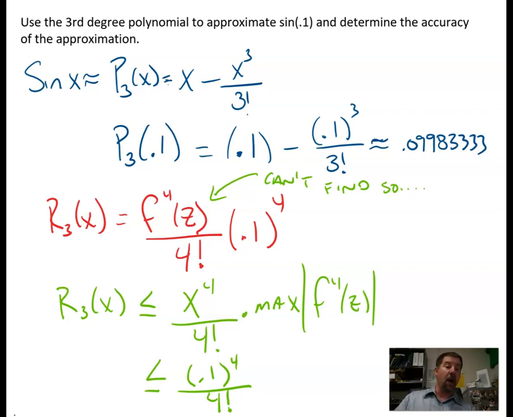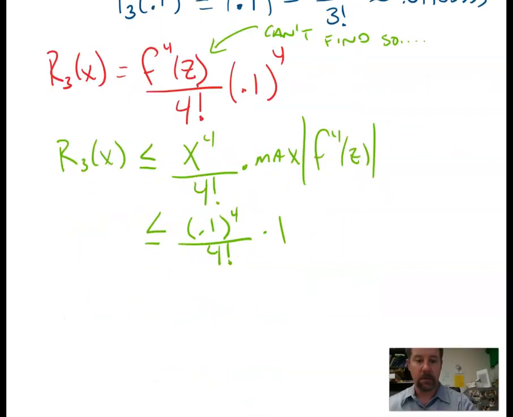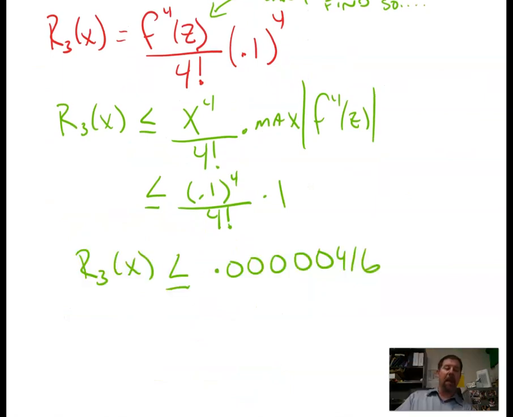It's either going to be sine or cosine. And I just know that the max derivative, the biggest that sine or cosine can be, is 1. So that would be my max derivative, okay? And now I can go evaluate this, and I get that the remainder using this third degree approximation is going to be less than or equal to 0.0000416. So we're pretty accurate, okay?